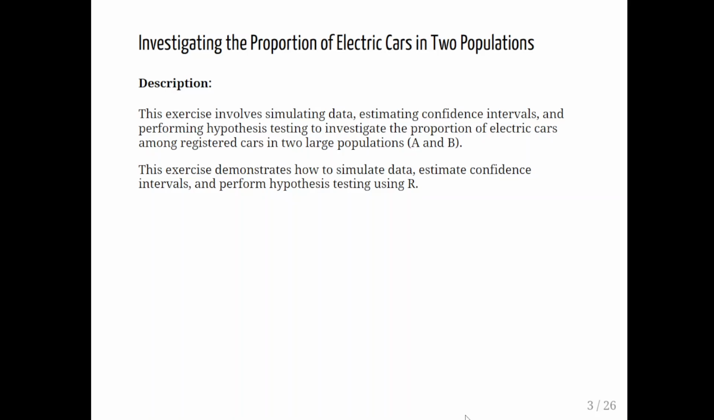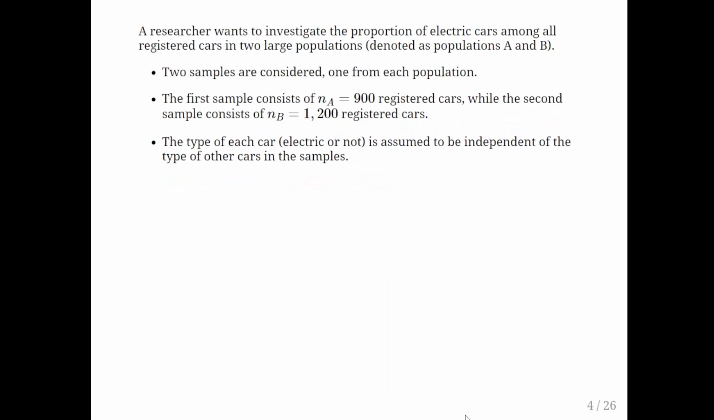So this exercise involves simulating data, estimating confidence intervals from first principles, and performing hypothesis testing from first principles to investigate the proportion of electric cars amongst registered cars in two large populations A and B. This exercise demonstrates how to simulate data, estimate confidence intervals, and perform hypothesis testing. Okay, so this is what we're asked to do.